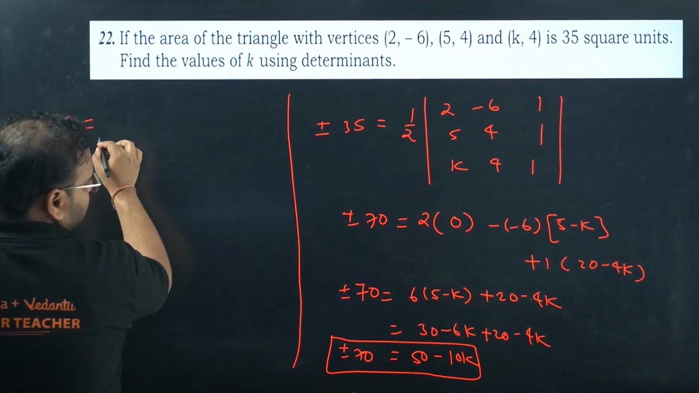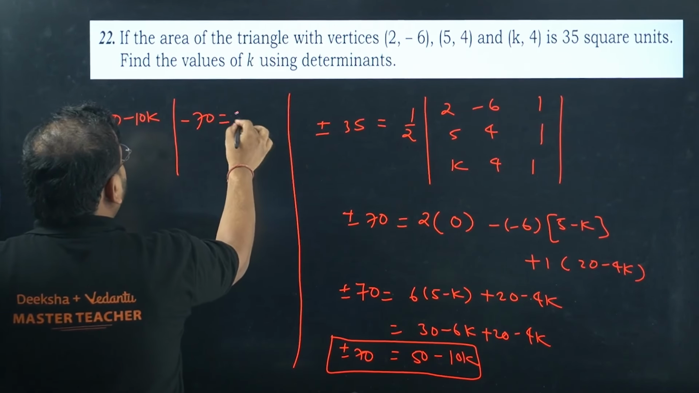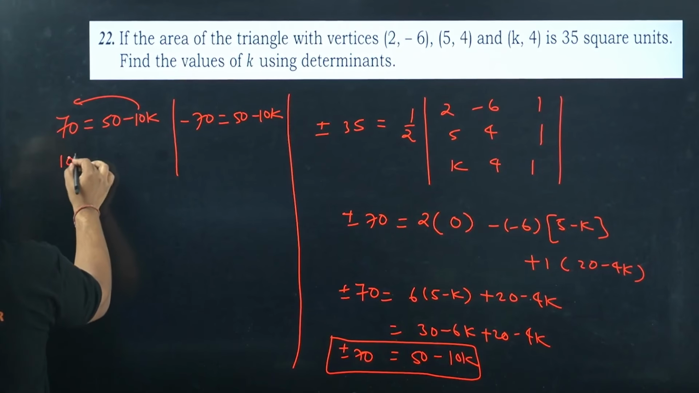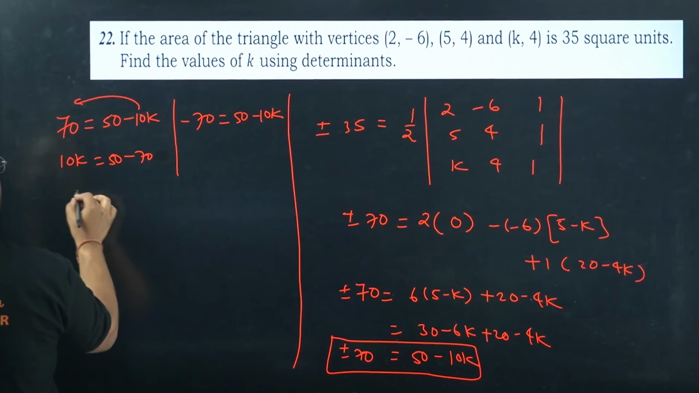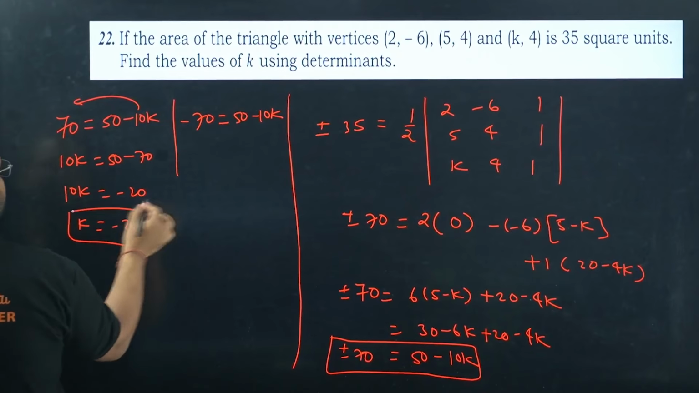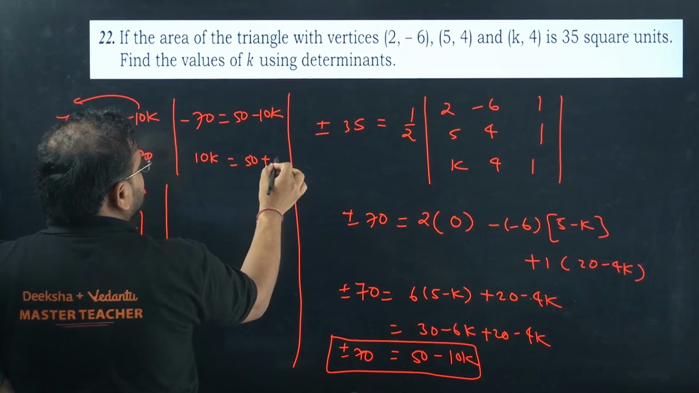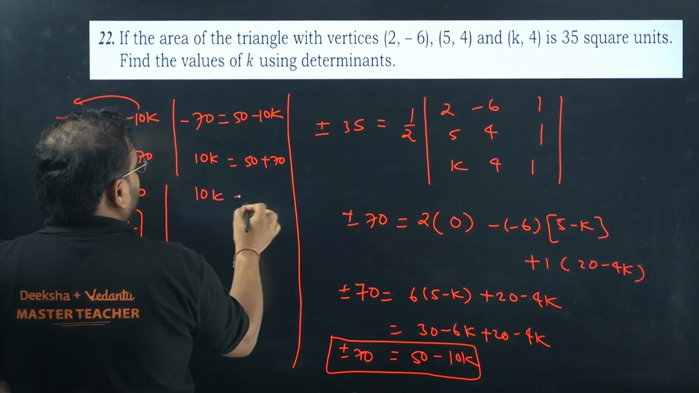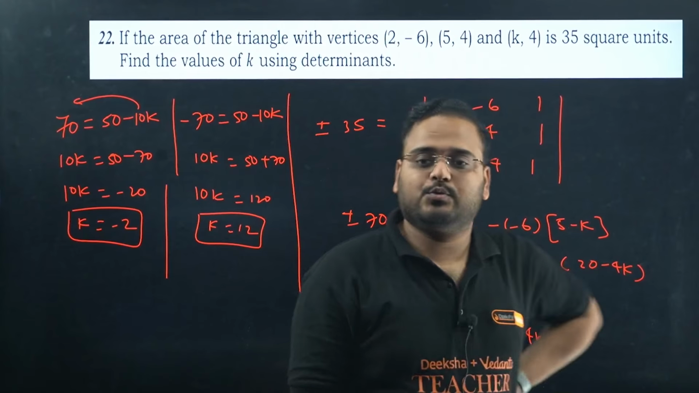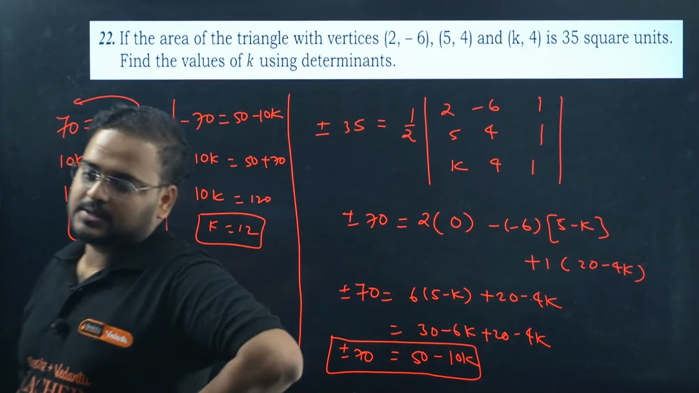70 equals 50 minus 10k, and over here minus 70 equals 50 minus 10k. Over here we can bring this on this side. We'll get 10k as 50 minus 70, so 10k as minus 20, the value of k is minus 2. Over here, 10k as 50 plus 70, so 10k is 120, k is 12. So we have the two values. This is your 2-mark question. Yes. Moving on.